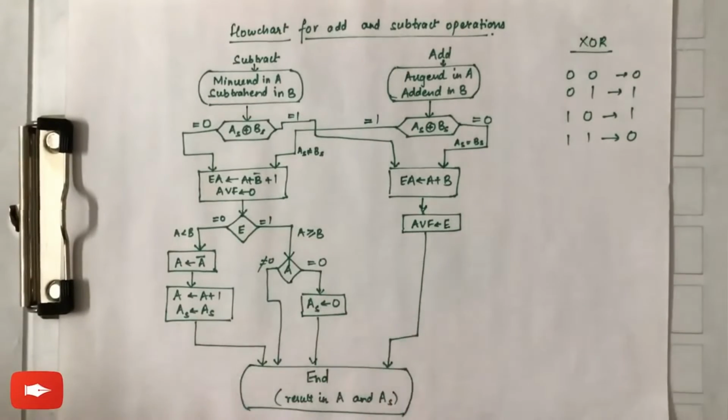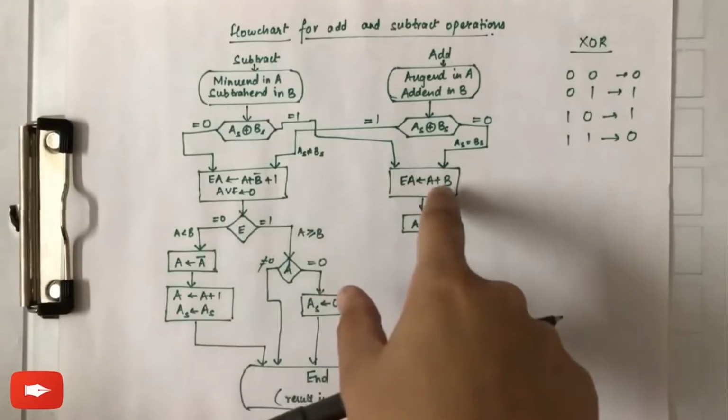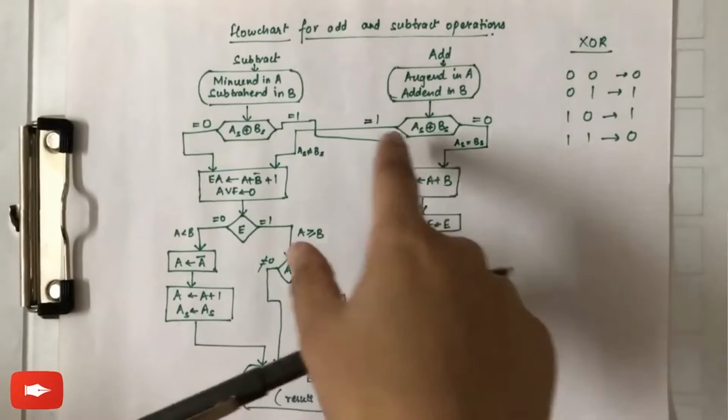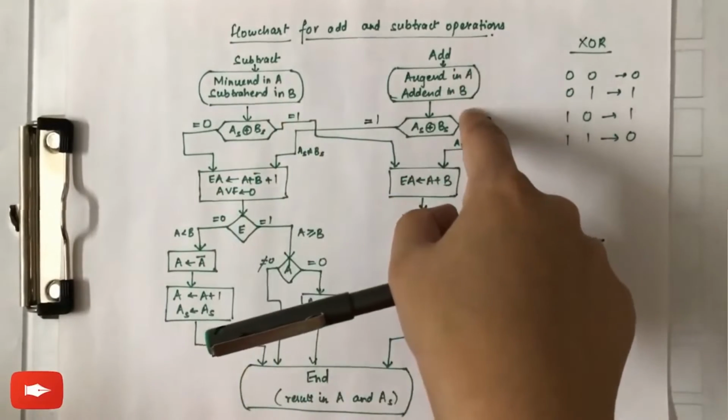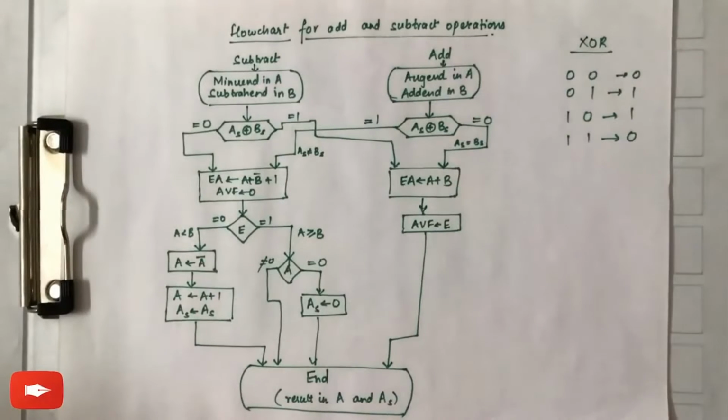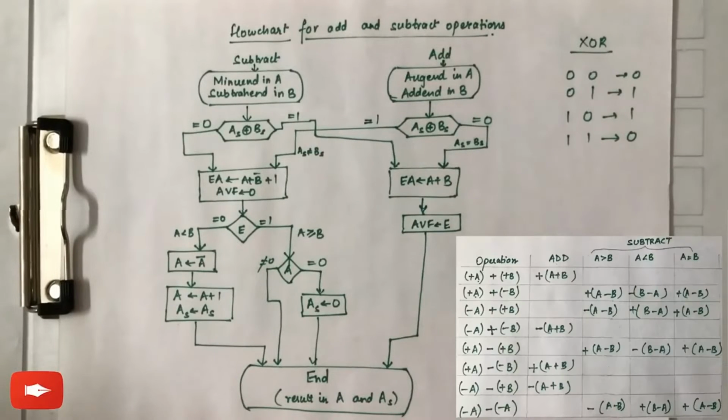Now this flowchart is basically divided into two parts, subtraction and addition. Again we need two numbers A and B to perform both the operations. If you remember, in the previous video we made a table for signed magnitude numbers, where the addition and subtraction operation actually depended on the sign of the two numbers.